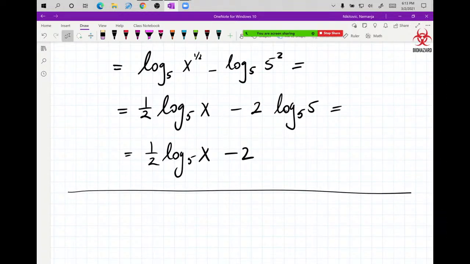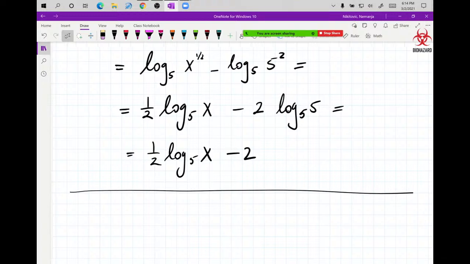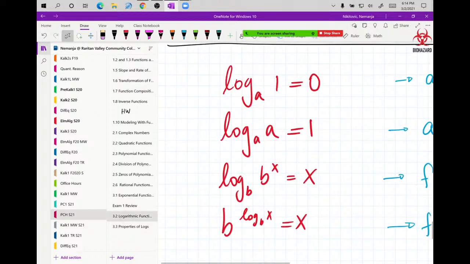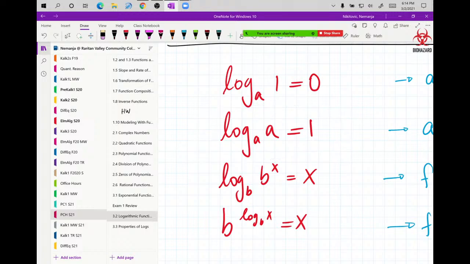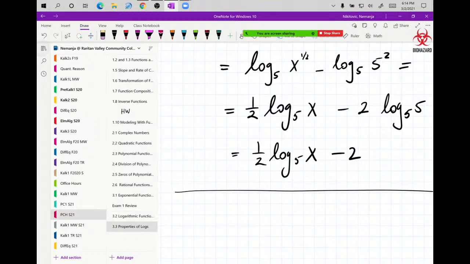I'm confused on the last step where you went from -2 log 5 of 5 to just -2. Where did that log 5 of 5 go? It's 1. That was the formula from the last class. Oh, okay. Oh, I missed the last class. That's probably why I'm confused.